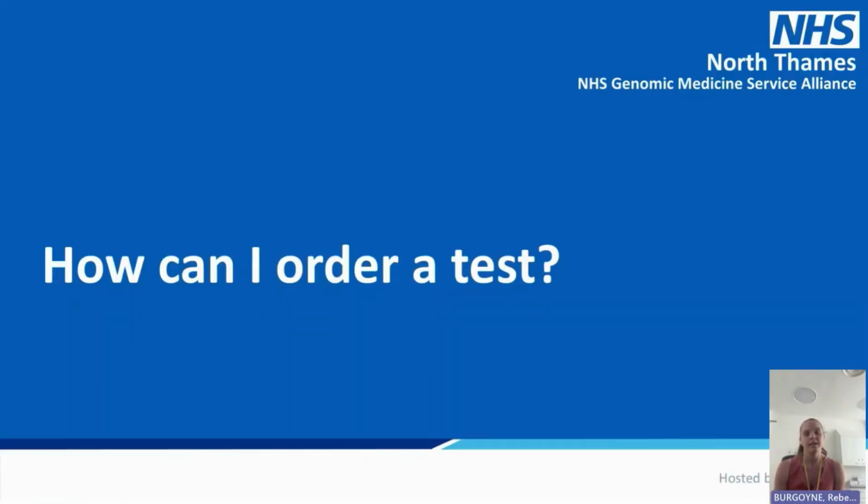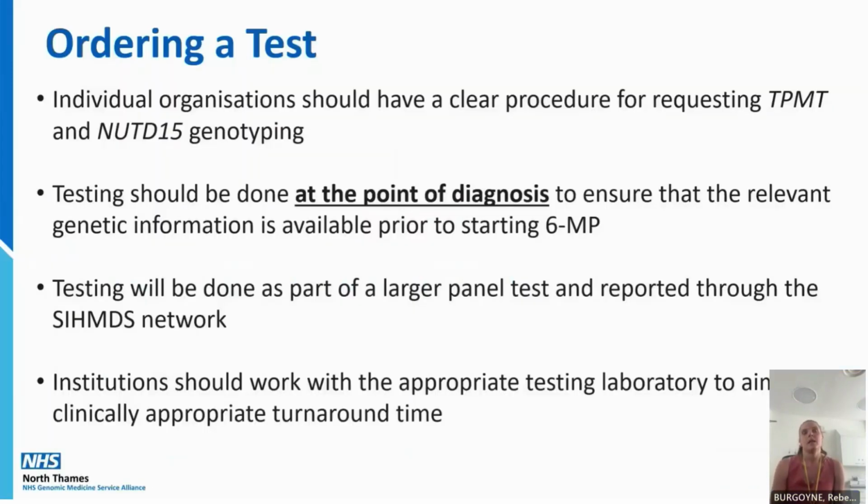So how can I order a test? Individual organisations should have a clear procedure for requesting TPMT and NUDT15 genotyping. And testing should really be done at the point of diagnosis as part of the initial panel test to ensure that the relevant genetic information is available prior to starting 6MP. Testing will be done as part of a larger panel test and reported through the SIH-MDS network. And each institution should work with the appropriate testing laboratory to aim for a clinically appropriate turnaround time.